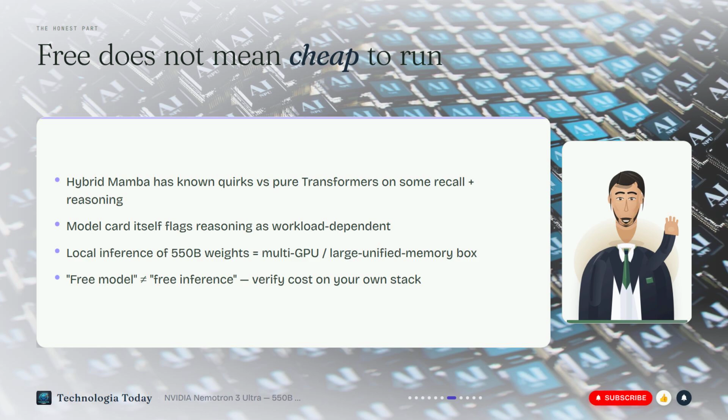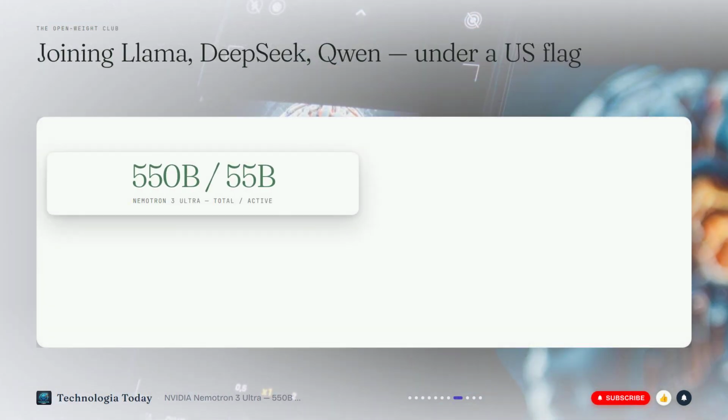Second, free on OpenRouter is one thing, running it yourself is another. 550 billion parameters, even at lower precision, is a serious hardware bill, multiple high-end GPUs or a very large unified memory box. Don't read free model and hear free inference. They are different sentences.